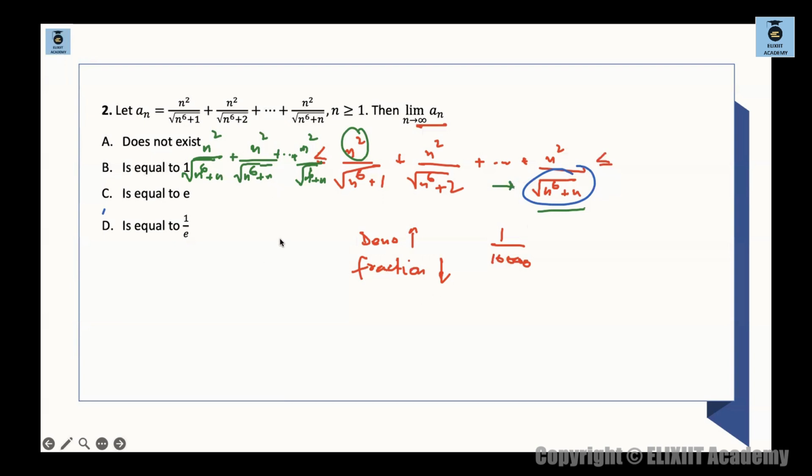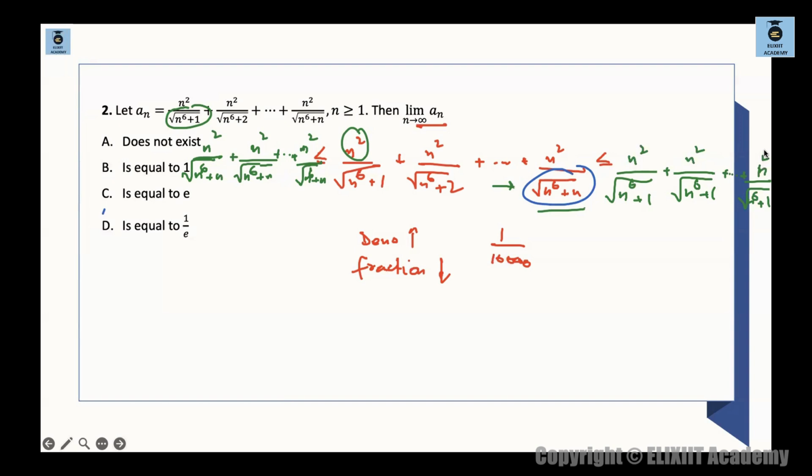Similarly, I'm giving the minimum value over here. The minimum denominator will be square root of n raised to the power of 6 plus 1. From all these values, square root of n raised to the power of 6 plus 1 will give you the minimum denominator. And the numerator will be the same, n square, n square, n square.